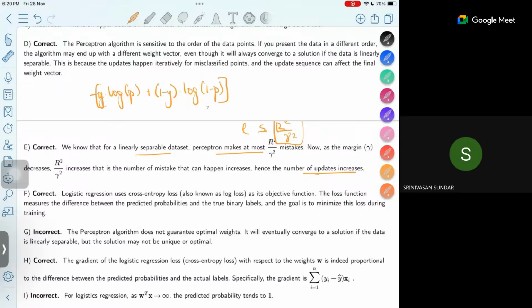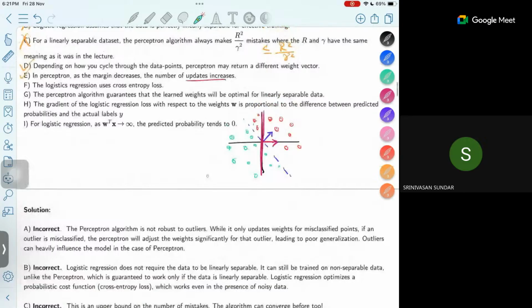So this is the loss that logistic regression actually uses, and this is also called the log loss because you have these logs, right? For any one of the terms, either it will be y or 1 minus y, so one of the terms will not be there, only the other term will. What we are trying to do is minimize the difference between the predicted probability and the true label, that is y equal to 1 or y equal to 0, and this is the loss we are trying to minimize. So this is also a correct statement.